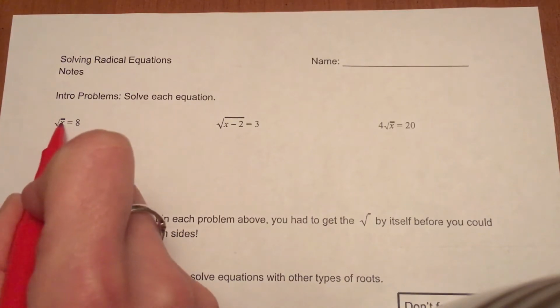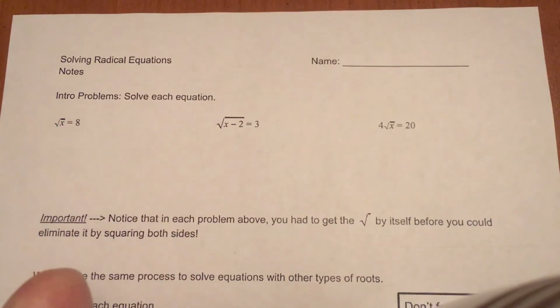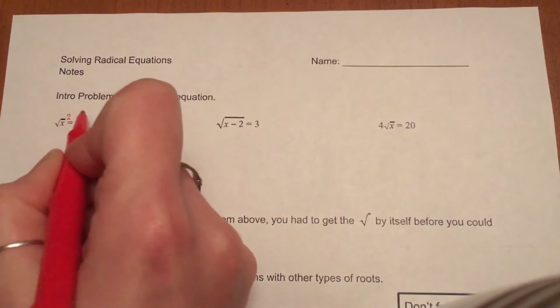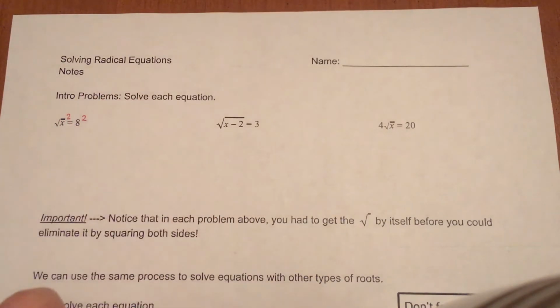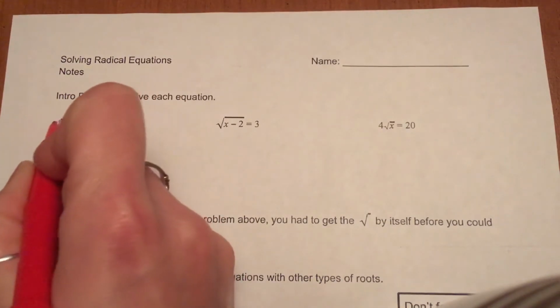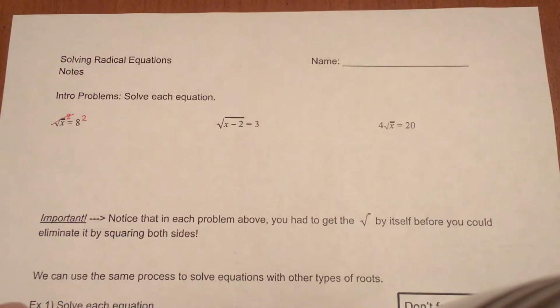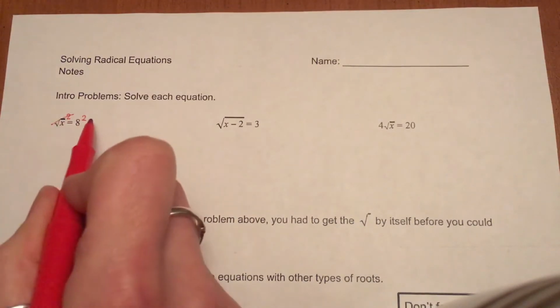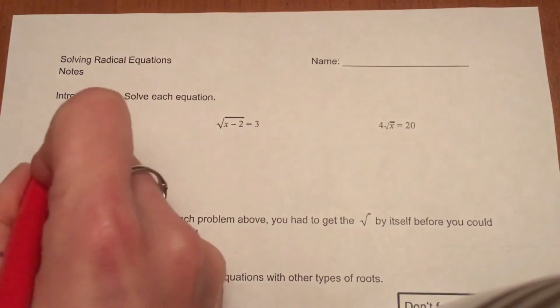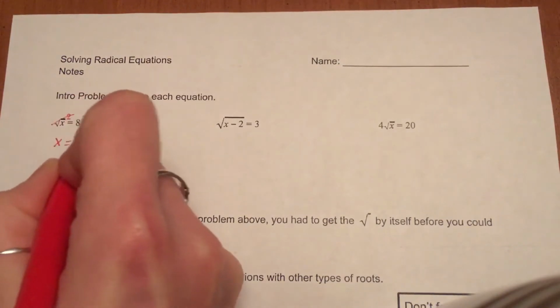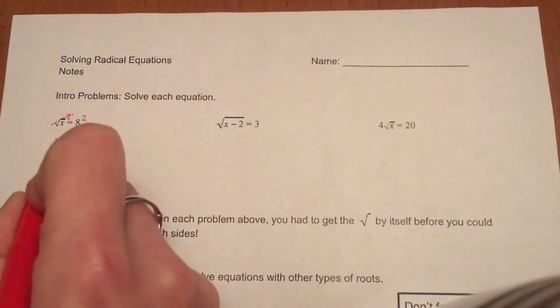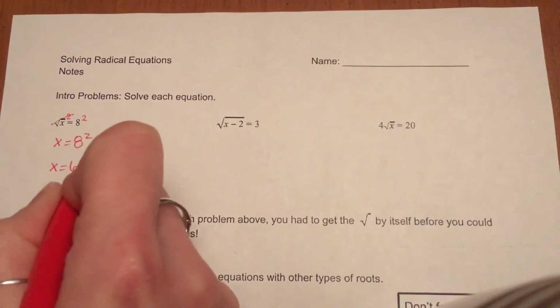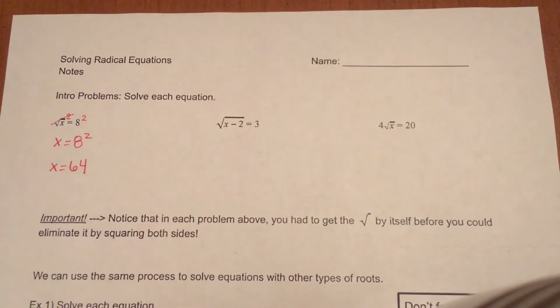Here, since I've got root x equals 8, I can eliminate that root right away by simply squaring both sides. The square and the square root will undo each other. Those are inverse operations, and since I square this side, I also have to square the other side. So I would get x equals 8 squared, and 8 squared I know is 64. So x equals 64 for this first problem.